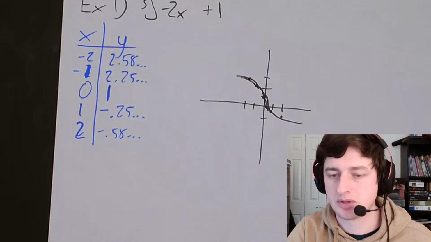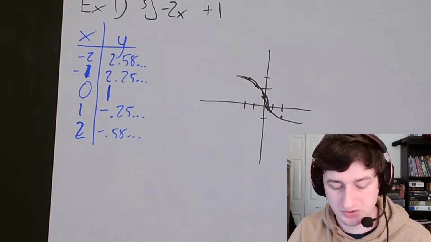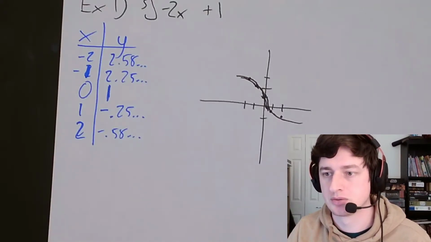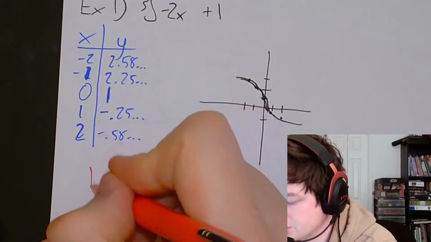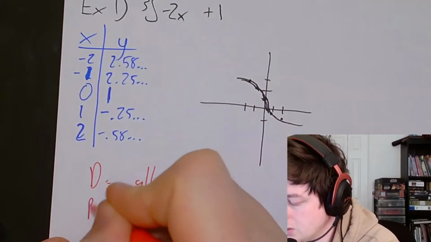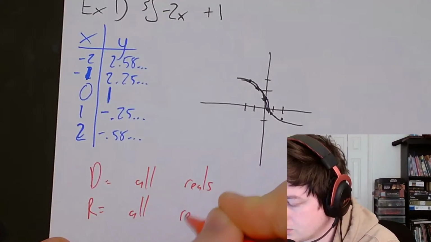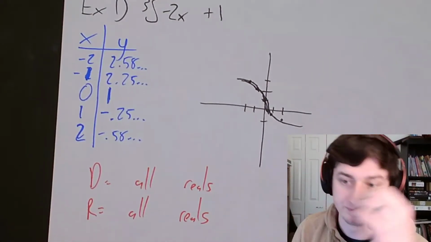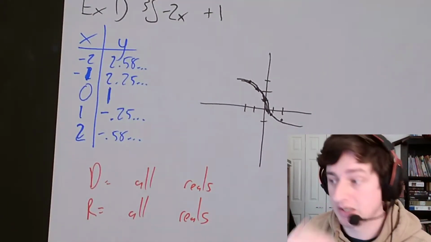Okay, so we use the table, and then for cubic functions, we just say, oh, the domain is all reals, and the range is all reals. Because we could plug in any x value and any y value.